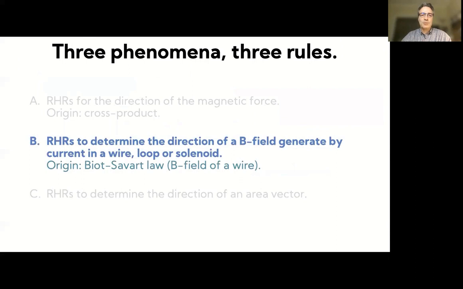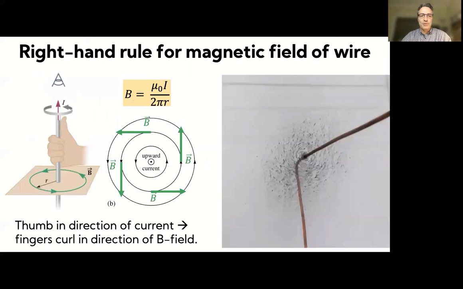The second set of right-hand rules relates to the direction of a magnetic field generated by currents in a wire, loop, or solenoid. And so I think it starts from this here. So if we have a single wire, okay, with a current flowing, in this case, upwards, we can predict what the direction is of the magnetic field. By this right-hand rule, you grab the wire, you point your thumb in the direction of the current, then your fingers curl in the direction of the magnetic field. Okay, as indicated here, current is up, thumb points up, your fingers curl in the direction of B.